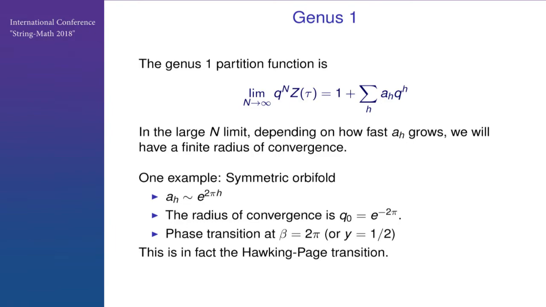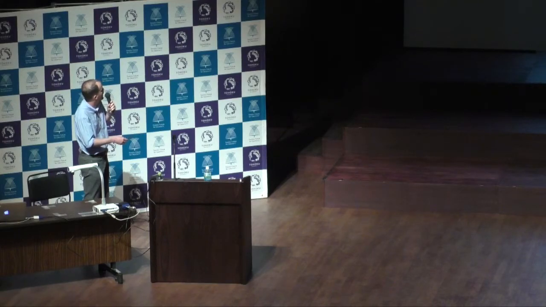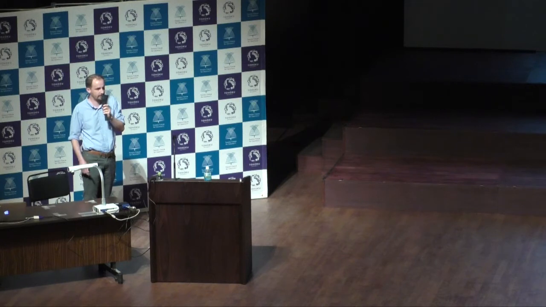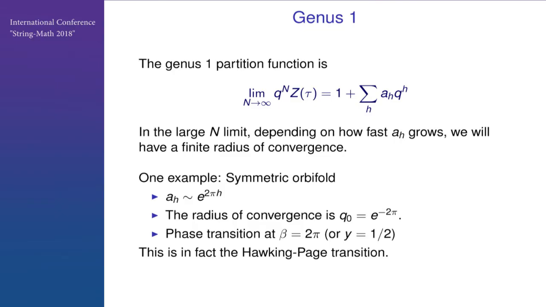So the radius of convergence is such that for all positive temperature, this thing is going to converge. However, if we take the large n limit, that is no longer necessarily the case. So we may encounter something like a Hagedorn transition if we do that. One example: if we go back to the symmetric orbifold, where I told you about the growth of the light states, after the n to infinity limit, all the states are light.